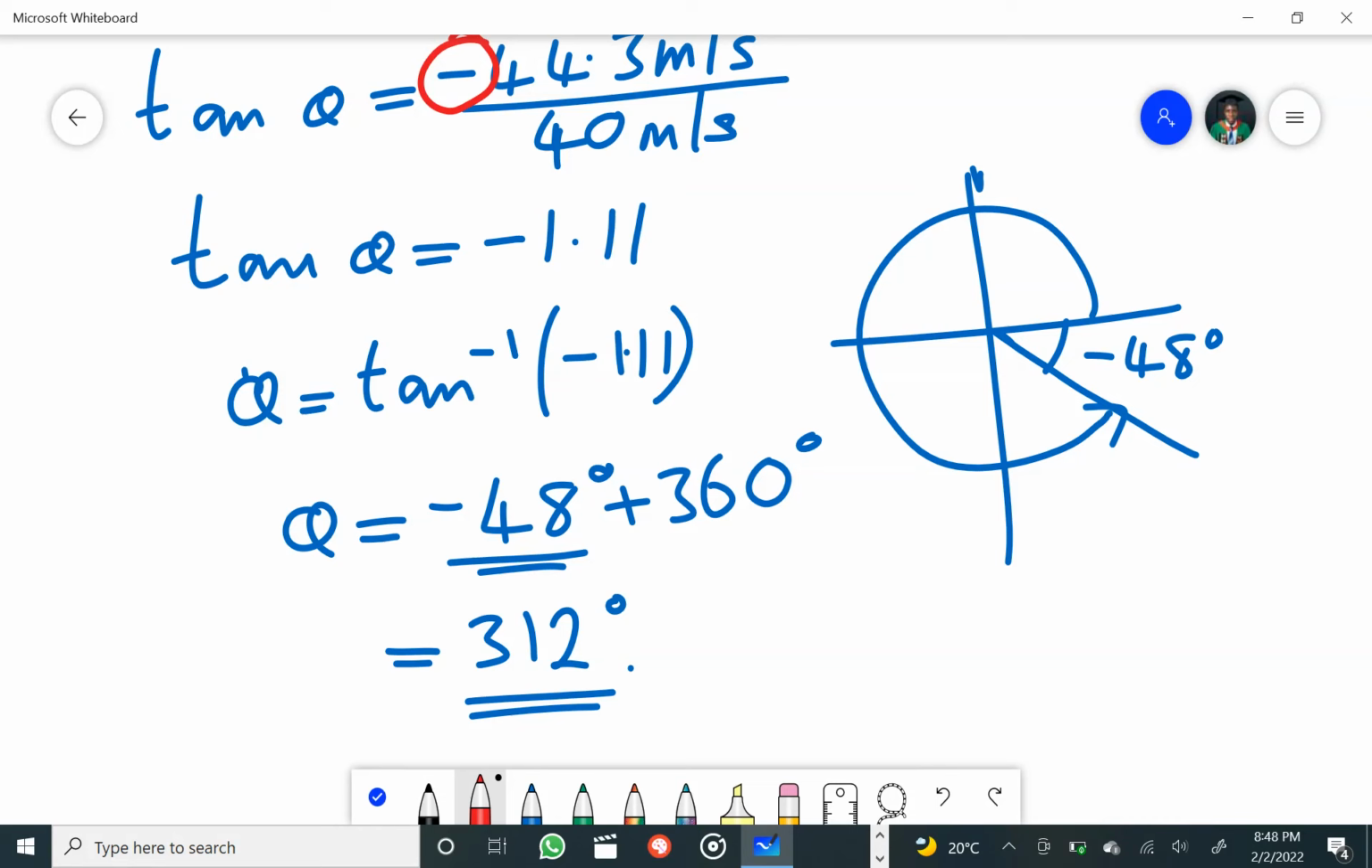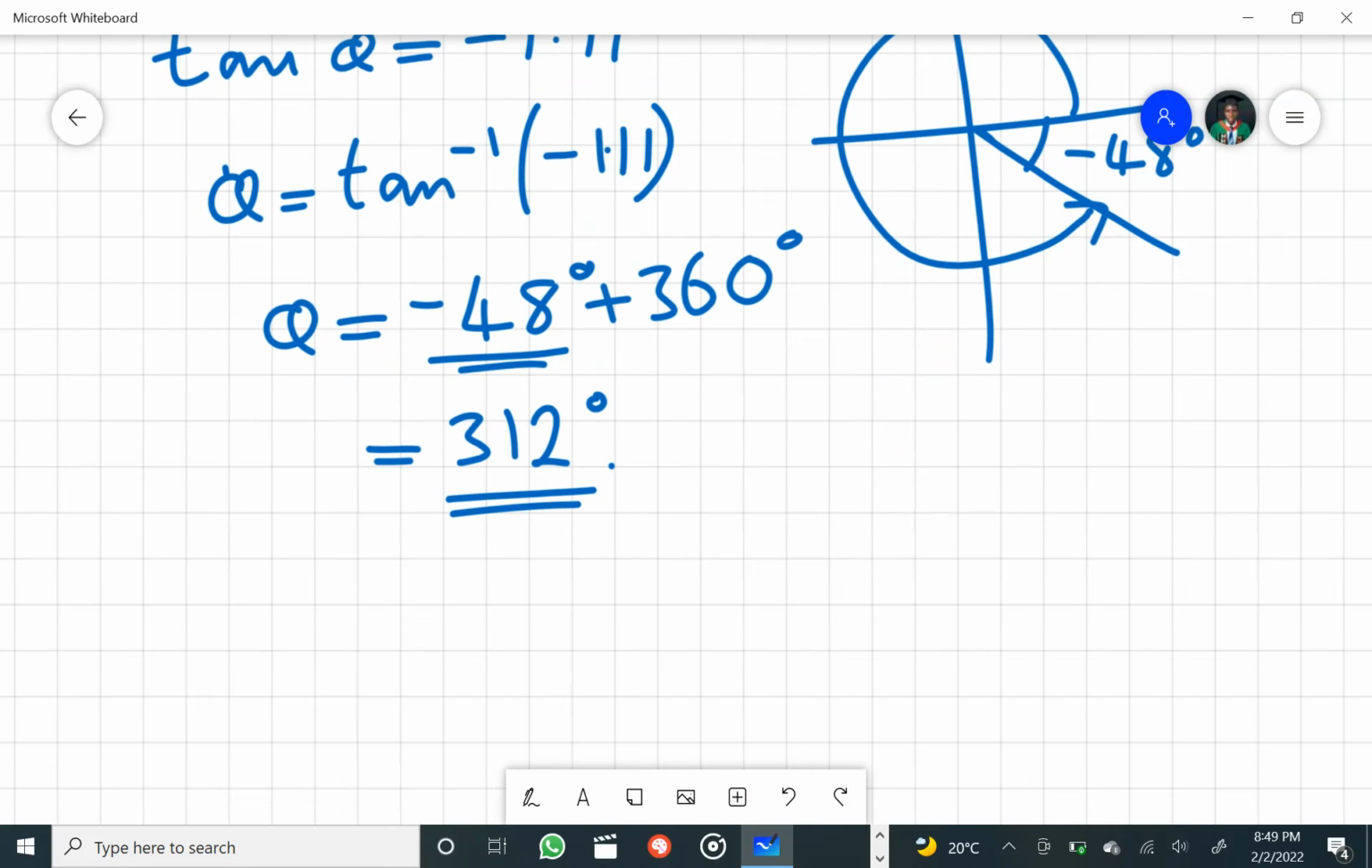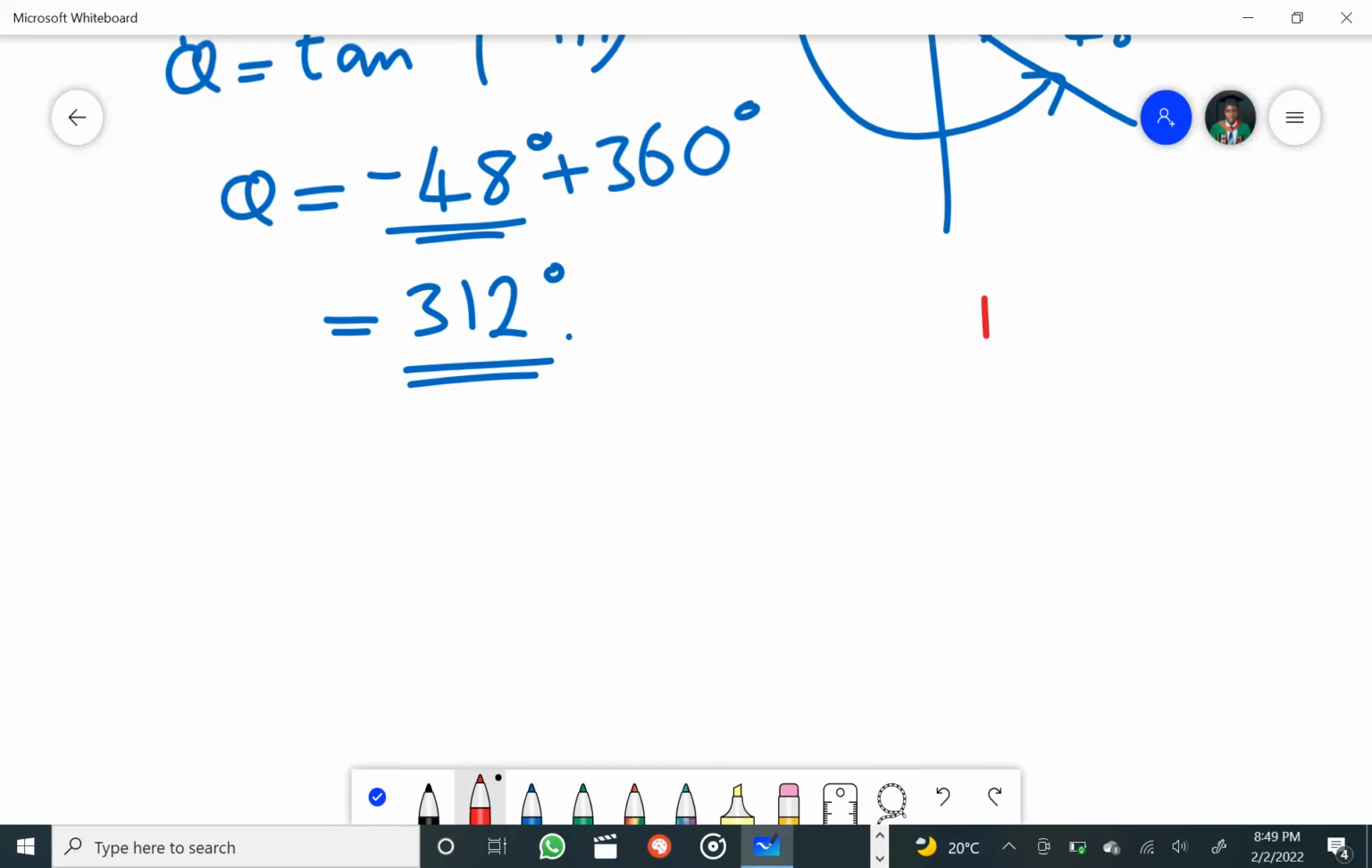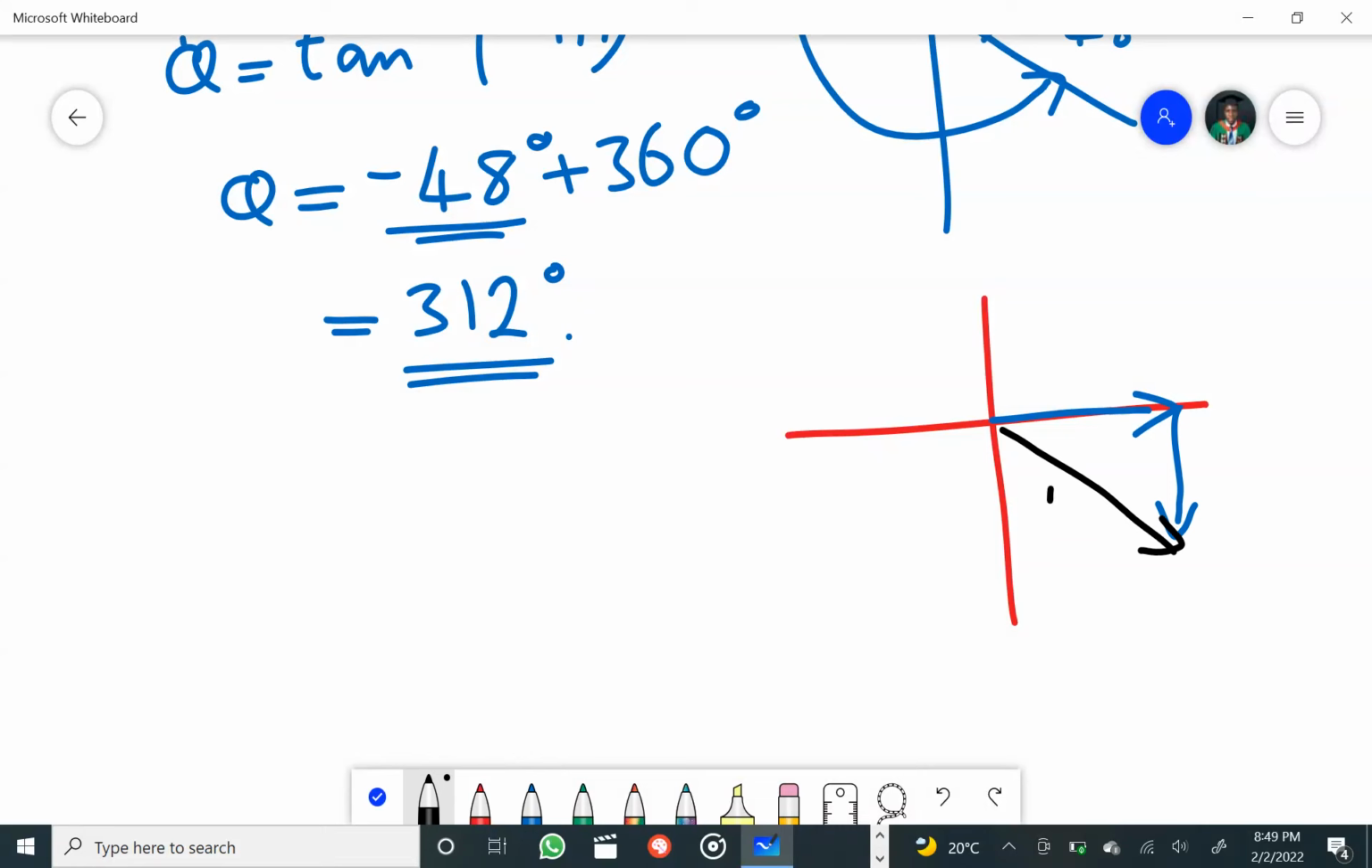So I've gotten a positive answer, but now when I write it this way, I have to take note of what quadrant my answer is in. Just a revision on these vectors: let me figure out which quadrant my answer was in. What was my x-axis, positive or negative? I realized my x-axis was positive, so my x-axis is here. Then what about my y-axis? My y-axis was negative. So my resultant vector is here.